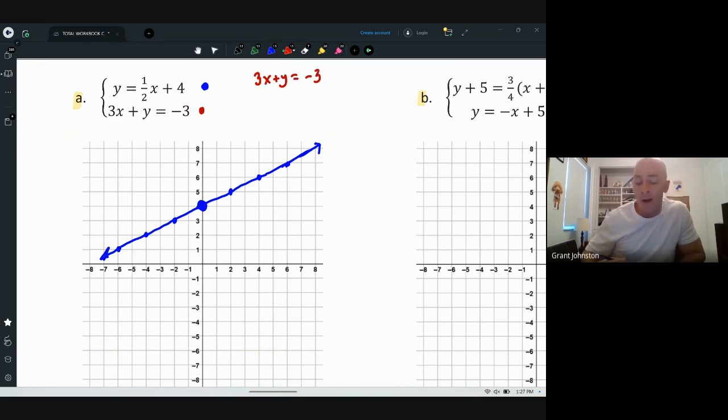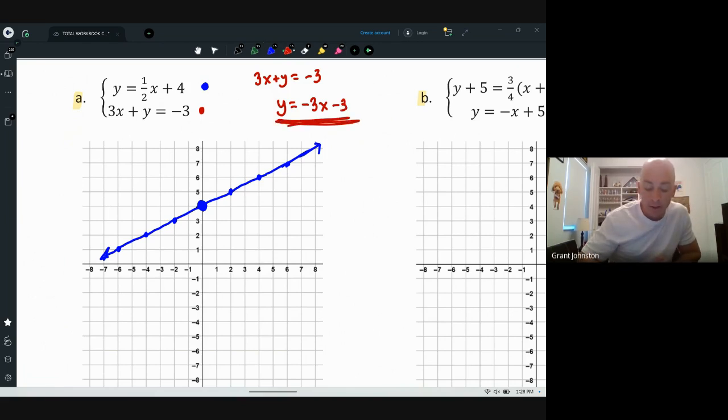So I'm going to isolate y. It says 3x plus y equals -3. So I want to move that positive 3x. I'm going to get rid of that positive 3x. I'm going to subtract it from both sides. So I'm going to have y equals, once I subtract that 3x, it's going to be -3x on this side, and then the -3. So now it's in slope-intercept form.